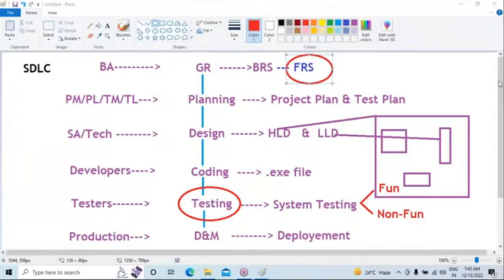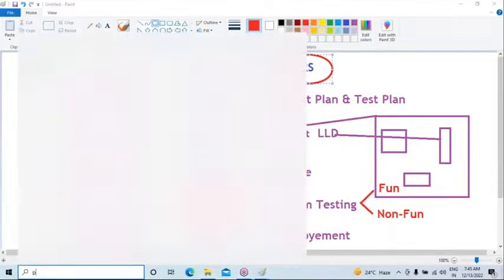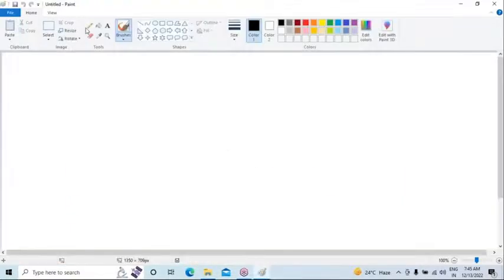If no queries, tomorrow I'll explain a very important topic: the duties of a tester. What is the actual work a tester performs in any company? The tester's roles are very easy, and I already said that.